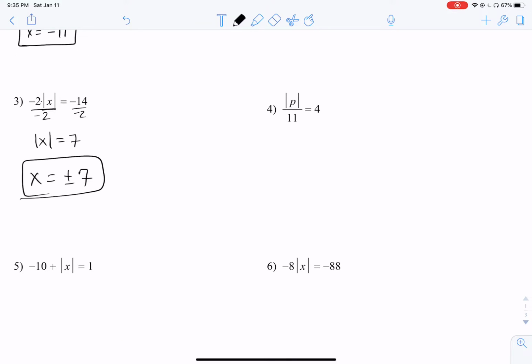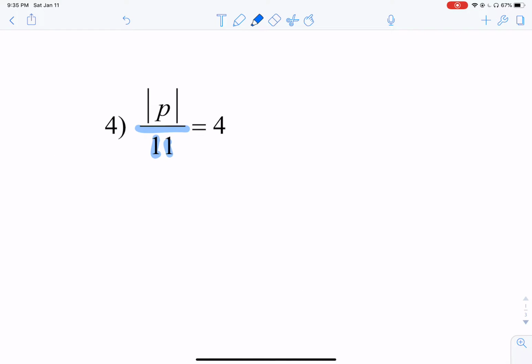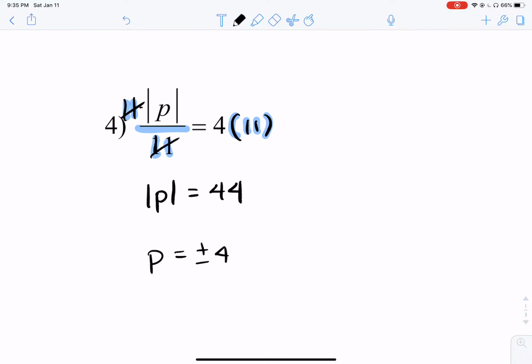For number 4, many of you are a little curious about this one right here. Well, since the absolute value is being divided by 11, let me zoom in more. That means that the inverse operation would be to multiply by 11. So we're going to multiply by 11, so that the multiplication of 11 and the division of 11 cancel each other out, leaving you with the absolute value of P is equal to 44. So then P would equal positive or negative 44, and that would be your solution.